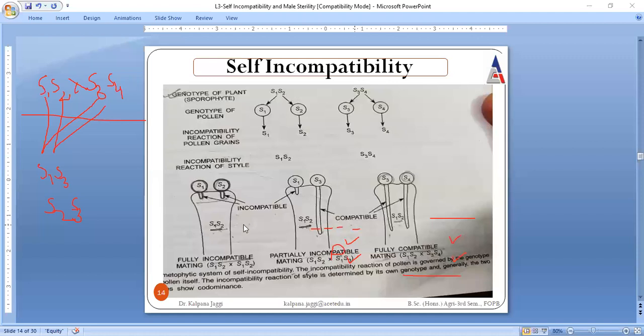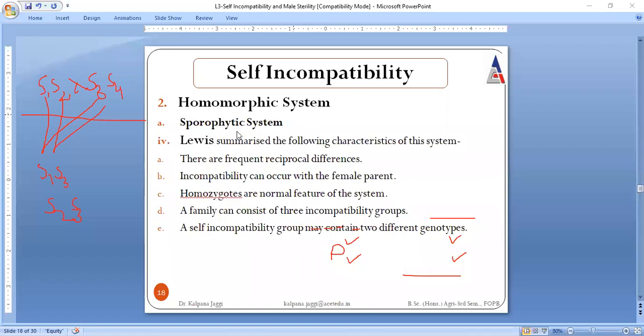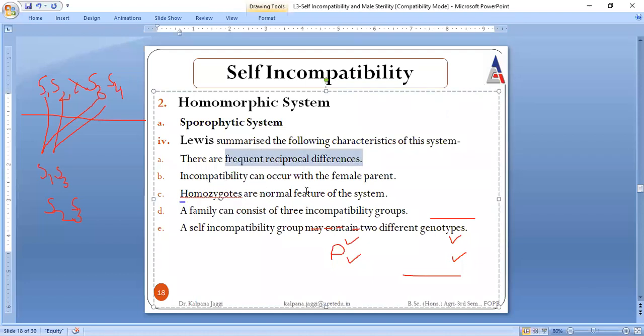So this is a homomorphic system that has two kinds, monofactorial and bifactorial. And in the sporophytic system, Lewis gave these concepts, the characteristics of this system. There are frequent reciprocal differences, because one is reacting with another, and another is reacting with yet another. So frequent reciprocal differences are there, and incompatibility can occur with the female parent only.